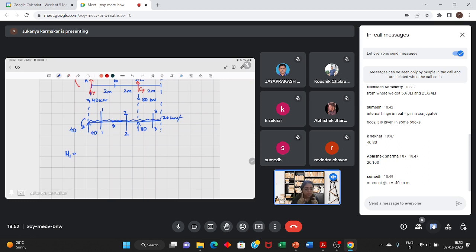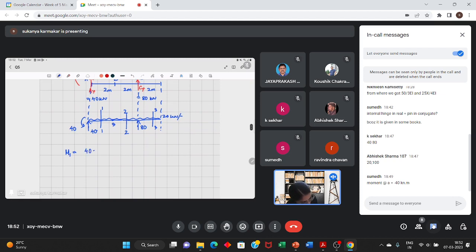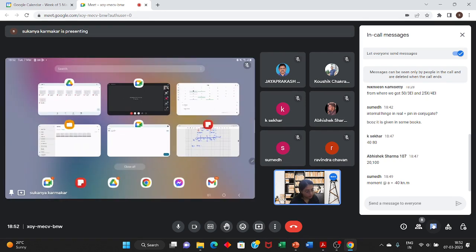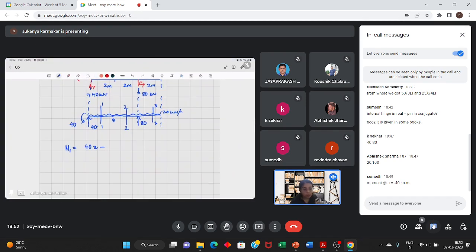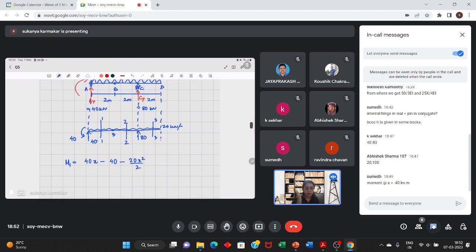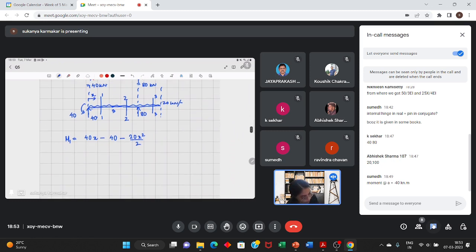What will be the moment reaction be? At support A, there is a vertically upward reaction of 40. So 40 into x minus, sorry, the moment is in this 40 kilonewton meter is in anti-clockwise direction. So minus 40 minus the load is 20 into x square by 2. X is being taken from the left hand side in this direction. So you can simplify it and write 40x minus 40 minus 10x square.